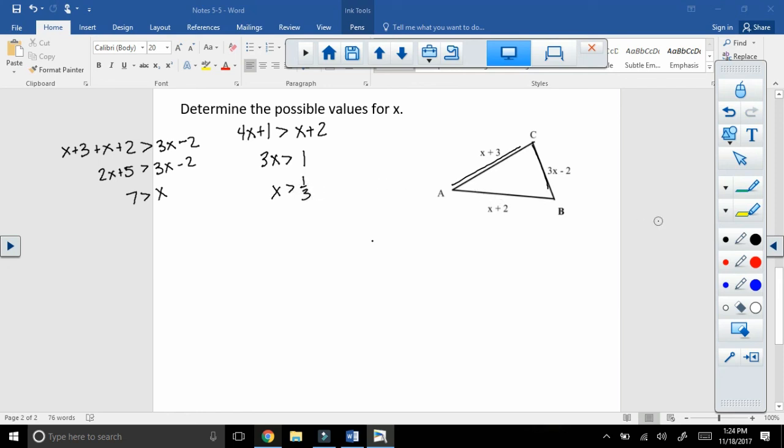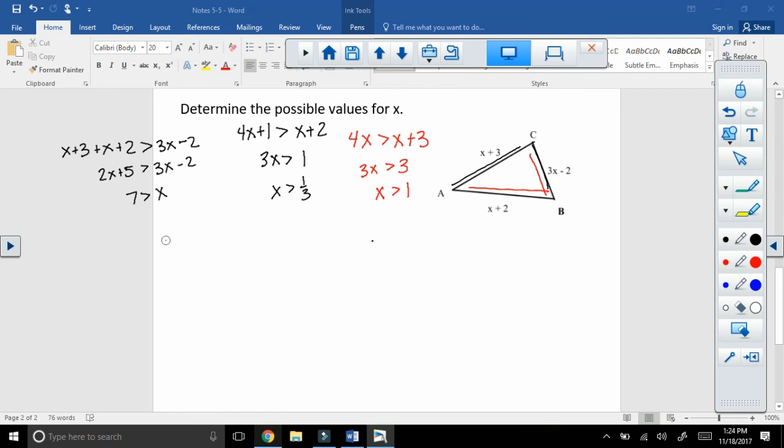And then the last one, when I add these 2 segments, that's going to be 4x, plus 0, so I won't write that, is greater than x + 3. When I solve that and subtract that over, I get 3x is greater than 3, or x is greater than 1. Again, I need to think about what's actually happening here, because one of these is going to be obsolete.